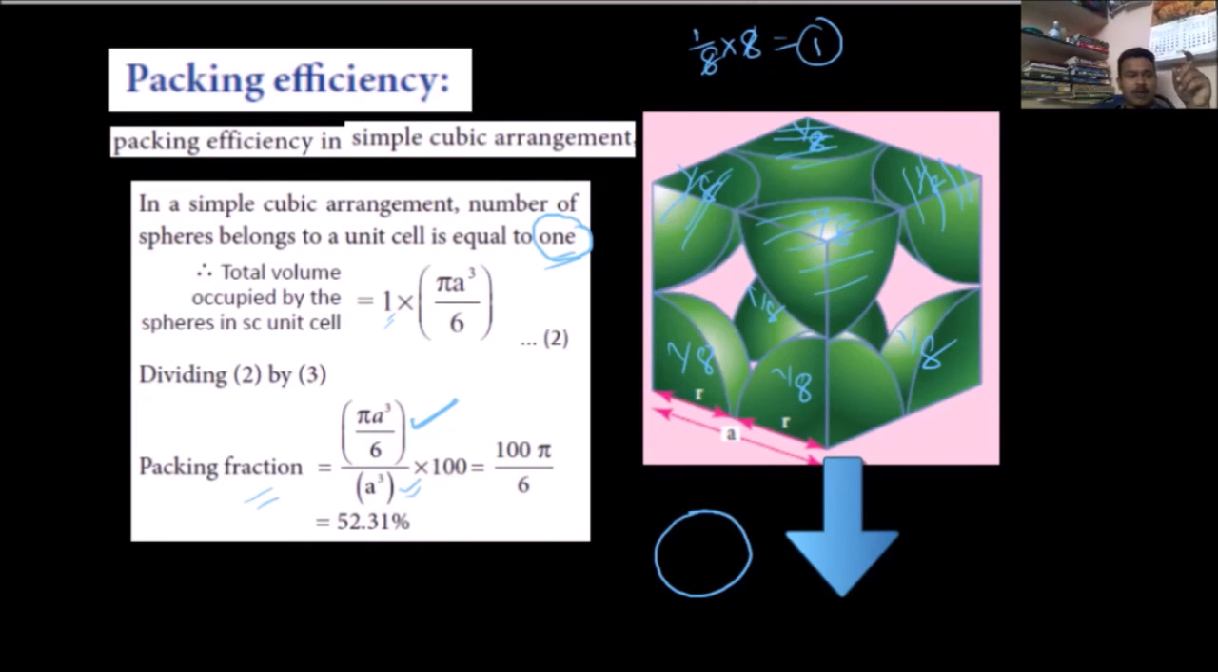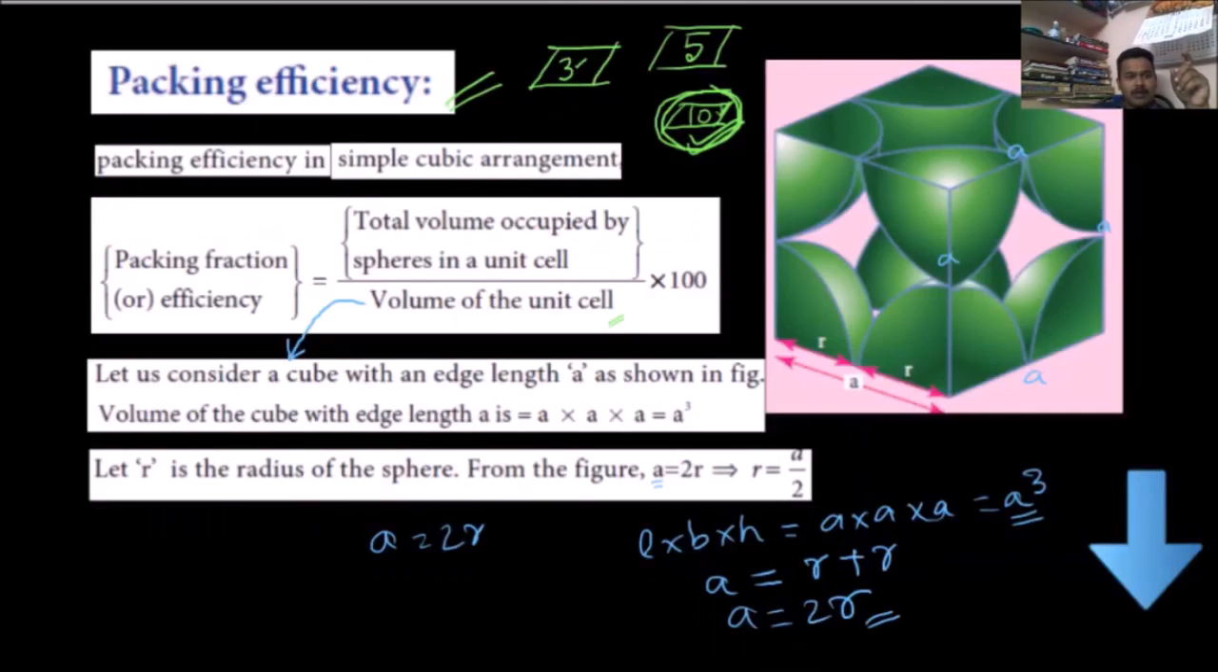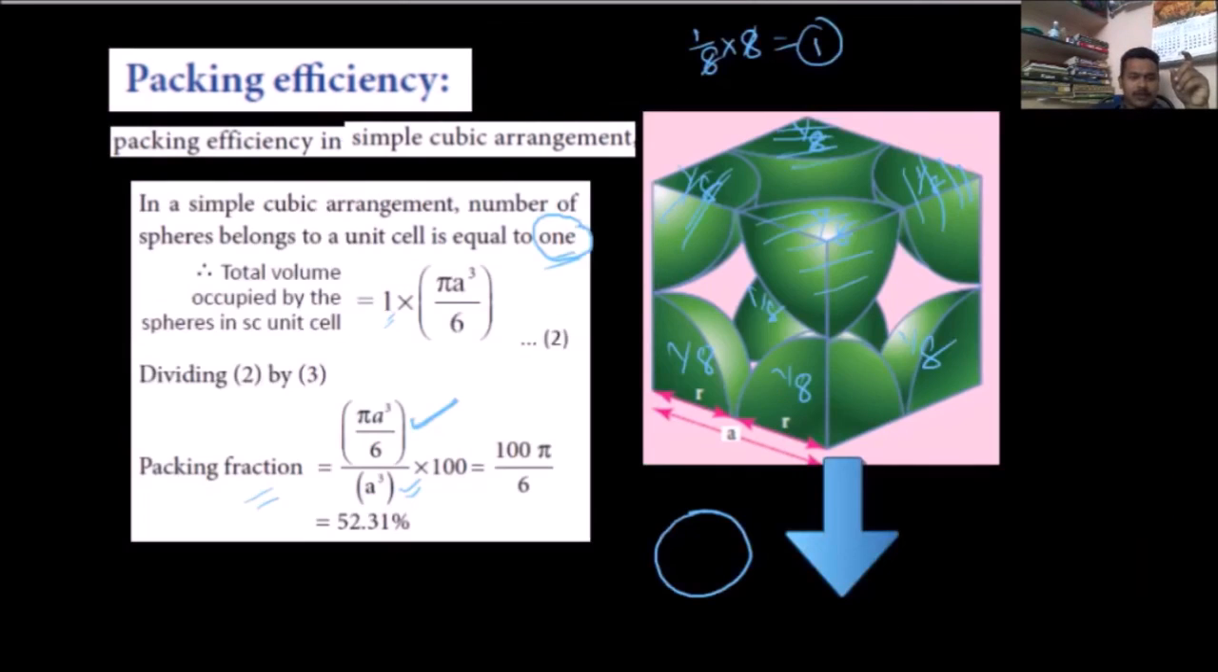What is the formula? Already we know that formula. Packing fraction is the total volume occupied by the spheres in the unit cell divided by the volume of the unit cell, into 100. How many spheres? One sphere. So the same value, pi a cube by 6, divided by a cube, into 100. You are observing that 52.31 percent is coming.